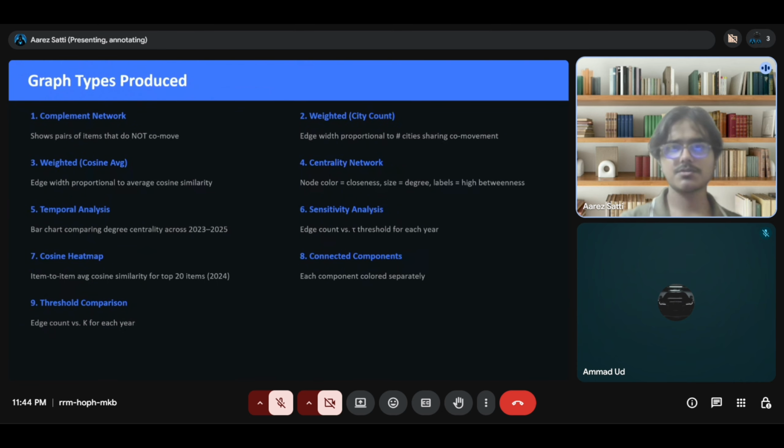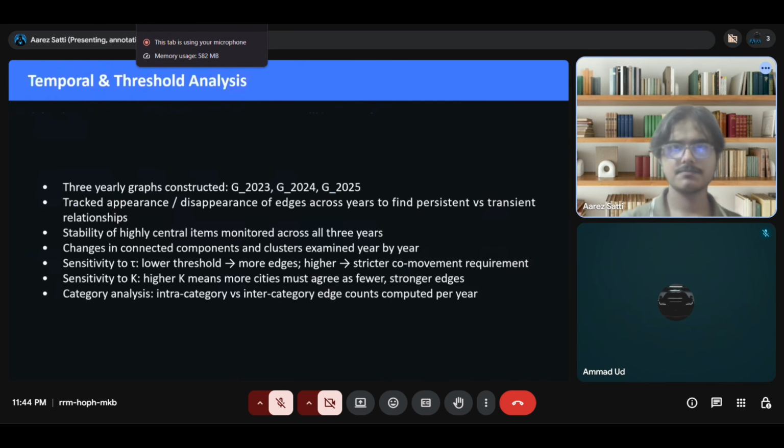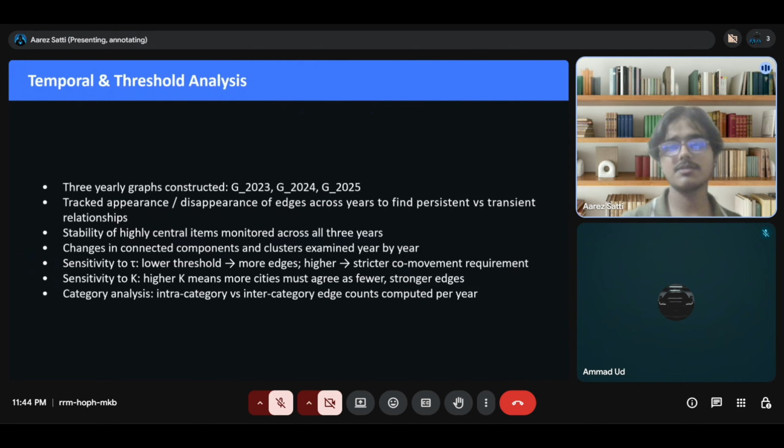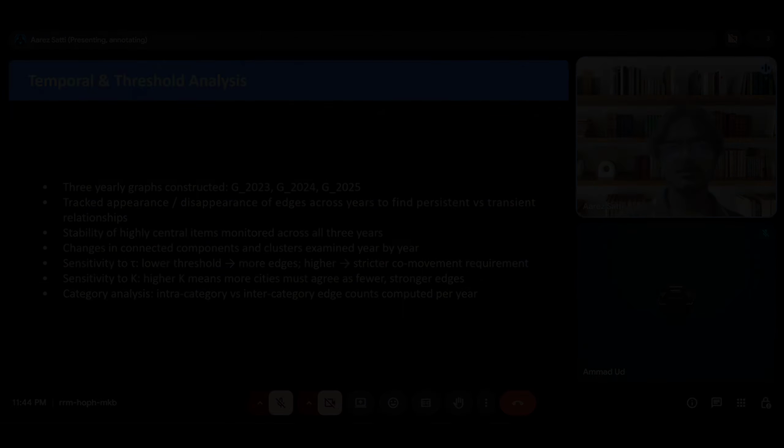The number of graphs produced by us were 9, which included complement graphs, weighted graphs, graphs of temporal analysis, heat maps, and threshold comparisons. For the temporal and threshold analysis, we found out that some item relationships are persistent, meaning they show up across all 3 years. Others are transient, which means they appear in just 1 year, maybe due to a seasonal shock or specific policy.